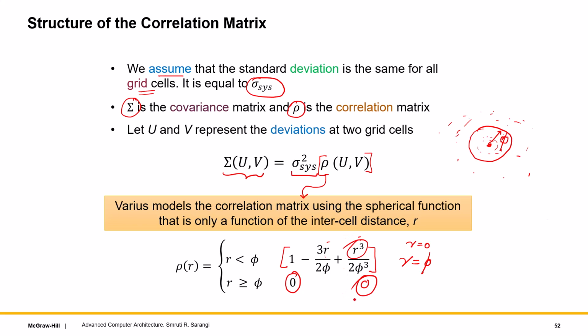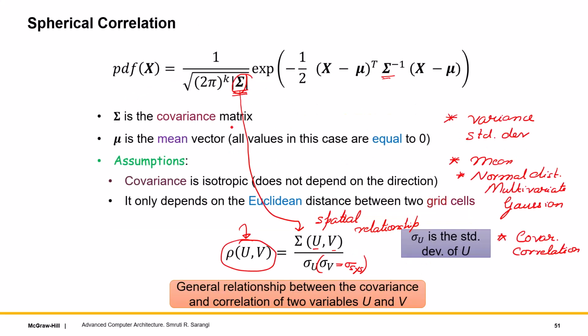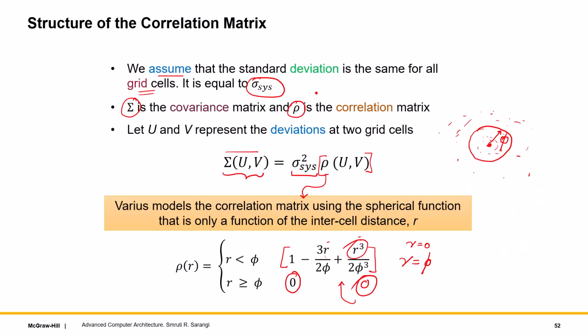So the spherical correlation matrix essentially determines the covariance structure, and the covariance structure directly gets fed into here, into the overall multivariate normal distribution. So this is how the entire systematic variation matrix is modeled.